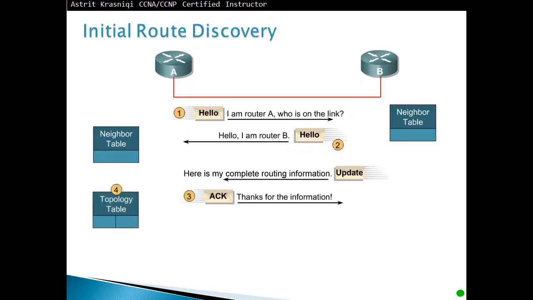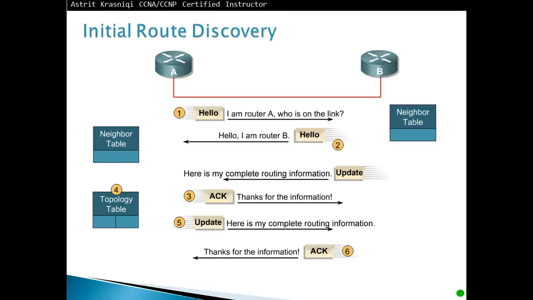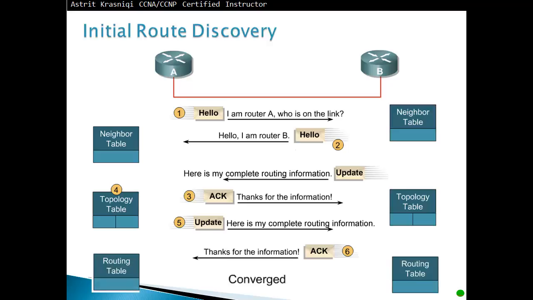Then router A will add everything to the topology table. It will send its own update, complete routing information. Router B will acknowledge that, and it will add everything it learned from router A to its own topology table. Then they will run the algorithm, find out the best loop-free path, and they will put it in the routing table. Now the network is converged. Very simple, much simpler than it was when we were talking about OSPF.